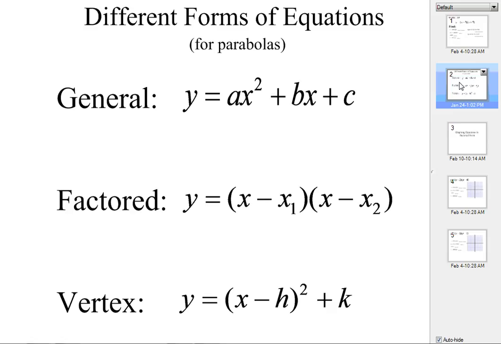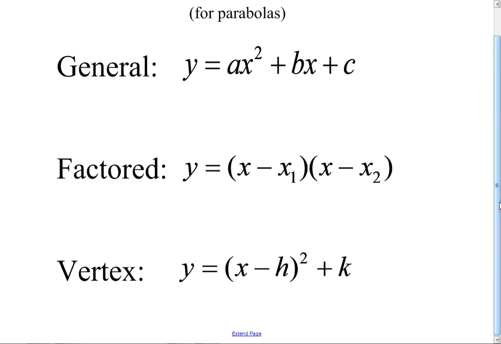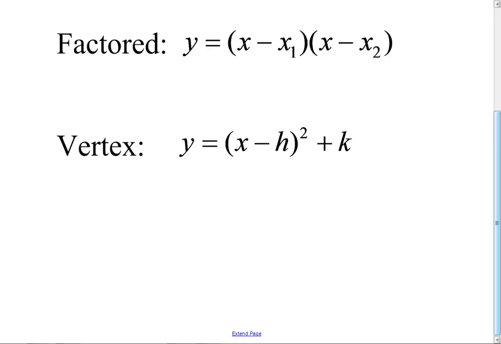Okay, you guys. General form looks like this. Okay, Joe? It's ax squared plus bx plus c. When you have this factored, it looks like this, David. x minus a number times x minus a number. That's factored form. And the vertex form looks like y equals x minus h squared plus k. What would the vertex be? This is the x coordinate, that's the y.